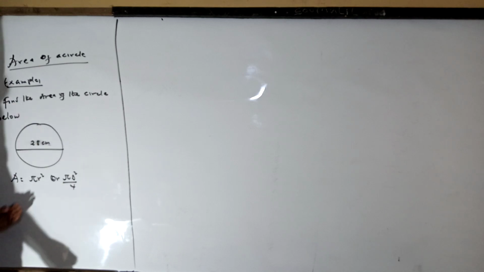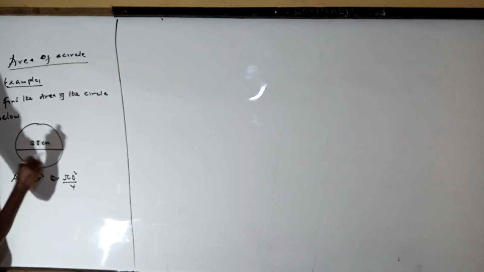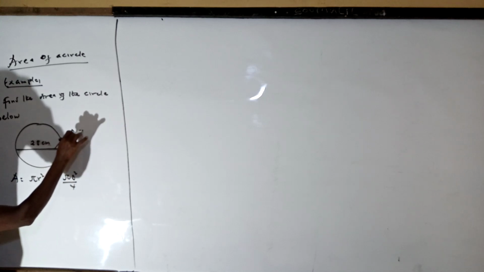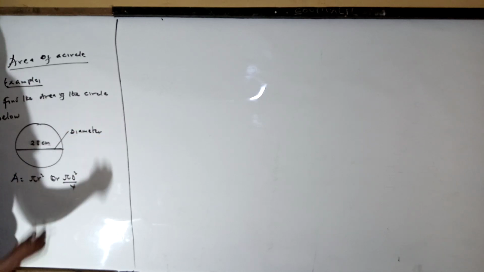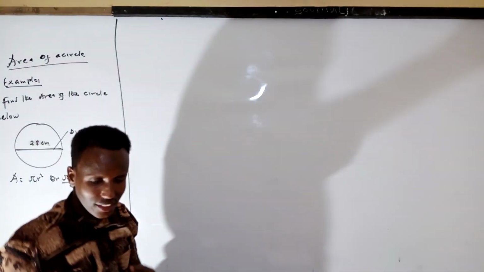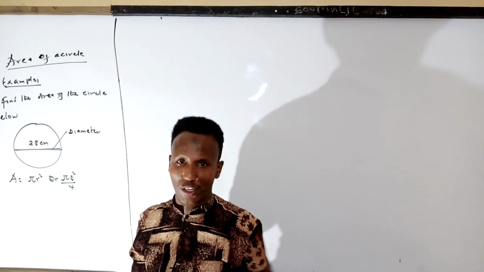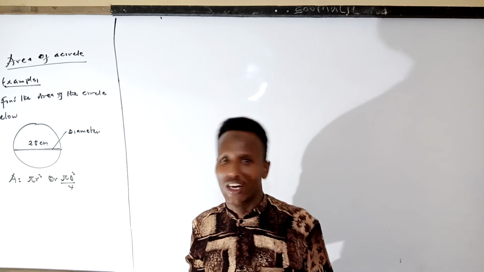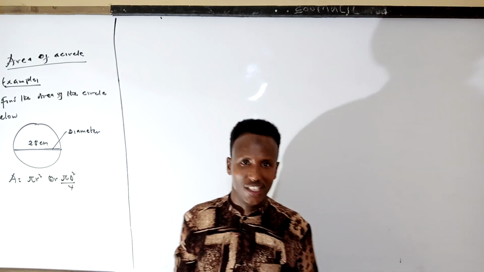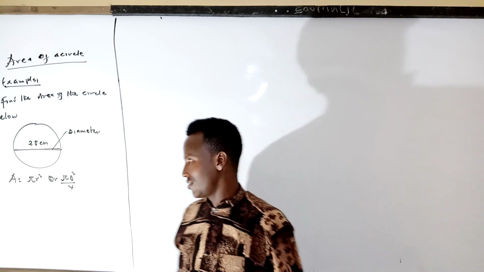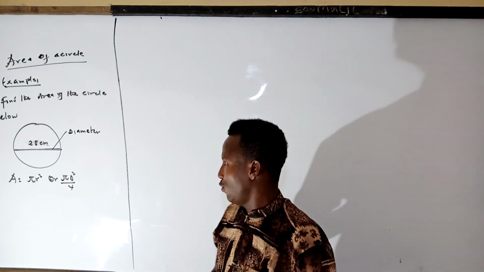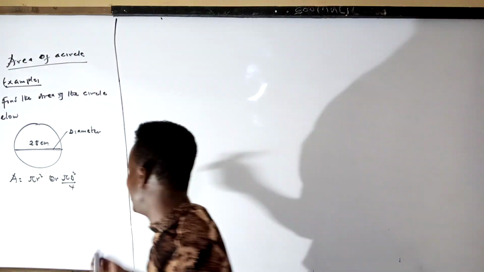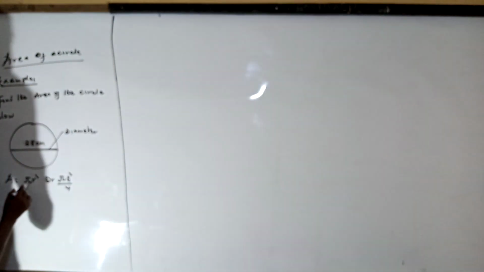To start with, remember this line is called the diameter. A diameter is a straight line that touches the circumference of the circle at 2 points and divides the circle into equal parts. That's what we normally call a diameter. Half of it is called radius. A half of diameter is equal to r, which is radius.